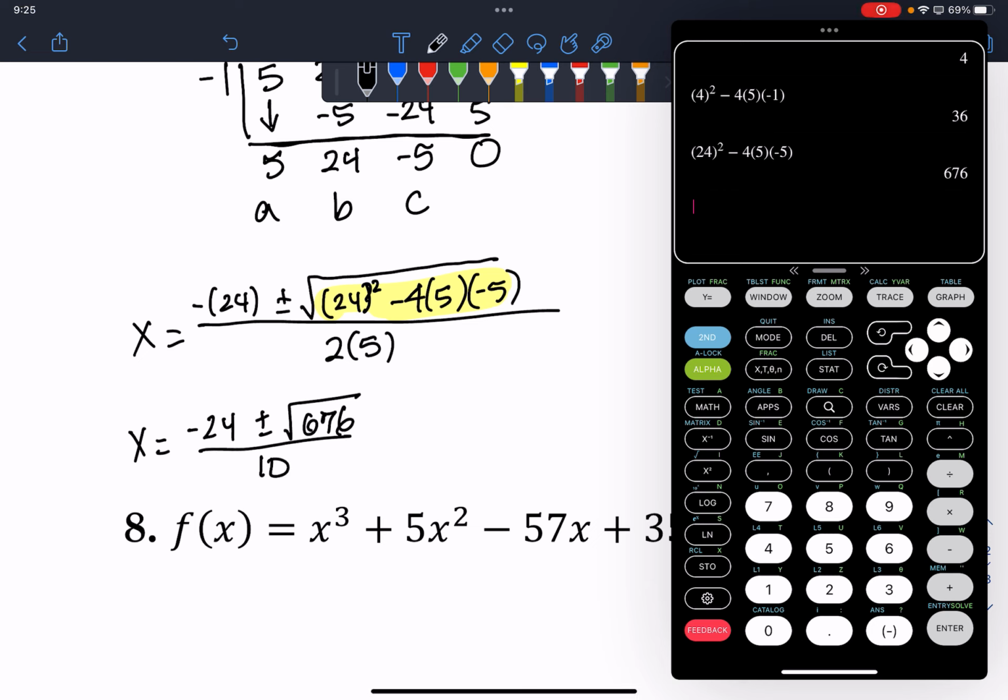And well, 2 times 5 is 10. Now, it just so happens that 676 is a perfect square. So if I take the square root of 676, that's exactly 26.